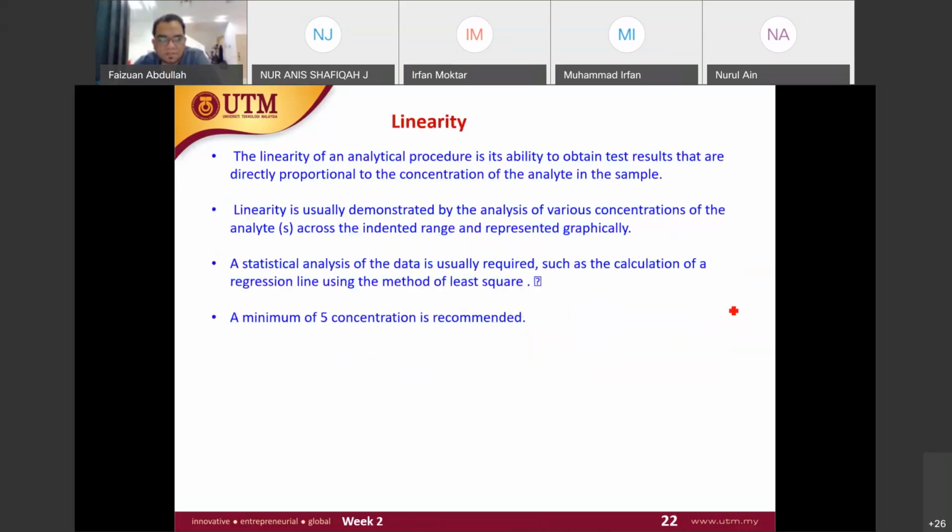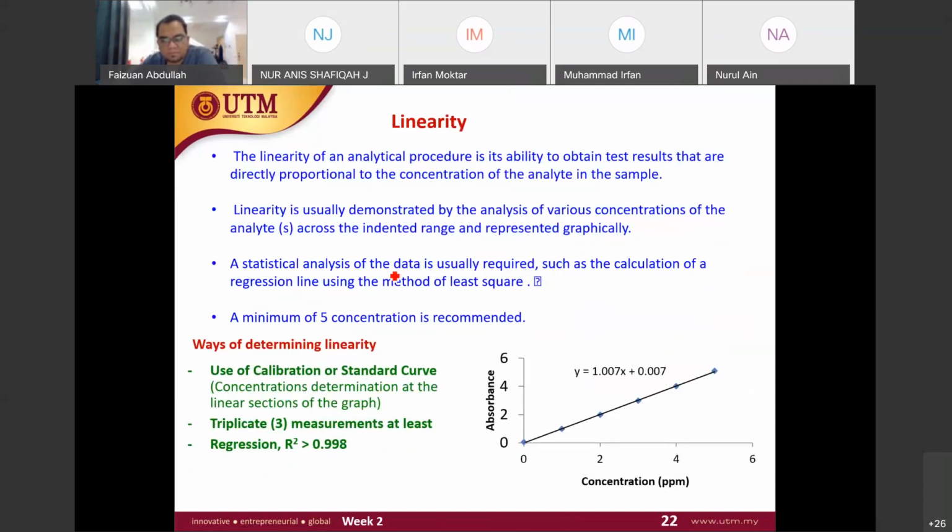Linearity of an analytical procedure is its ability to obtain test results that are directly proportional to the concentration of the analyte in the sample. Linearity is also demonstrated by the analysis of various concentrations of the analyte across the intended range and represented graphically. A statistical analysis of the data is usually required, such as calculation of a regression line using the method of least squares. A minimum of 5 concentrations is recommended.